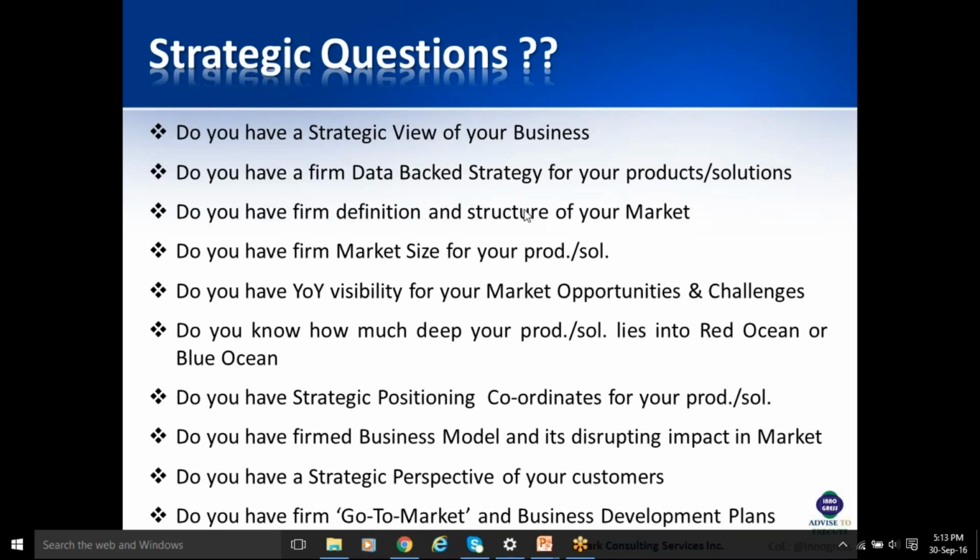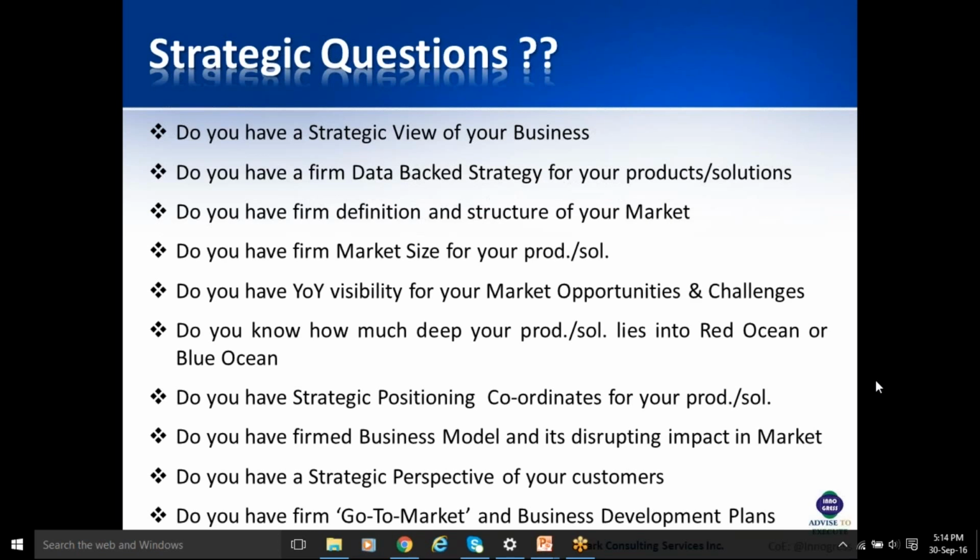Do you have a firm business model and disrupting impact in the market? It's not only important to have a firm business model, you should also know how it's going to impact the market. Do you have a strategic perspective of your customers? Do you have firm go-to-market and business development plans? These are some of the areas which I try to cover in my presentation, how a product company or solution company should go about it.